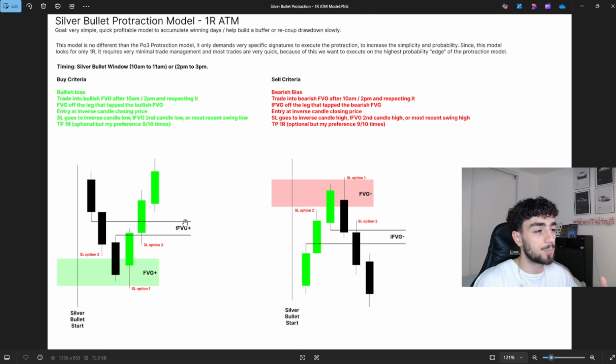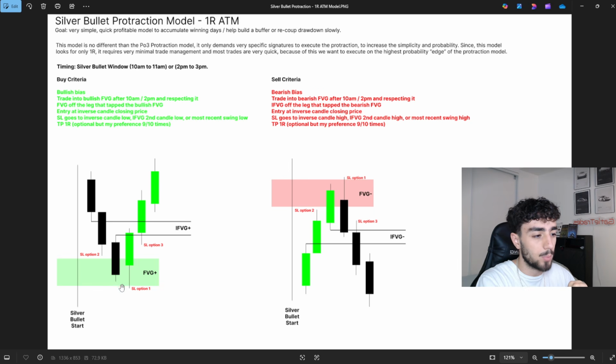Now, we don't need much expansion with this model, but again, the highest probability edge of the protraction model is when we see imbalances form. It's not because the inversion is stronger than the order block or the break or whatever. That's not why. It's because when we see imbalances form, it's more likely to expand. It's kind of like the algorithm giving you some signatures that it's moving, right?